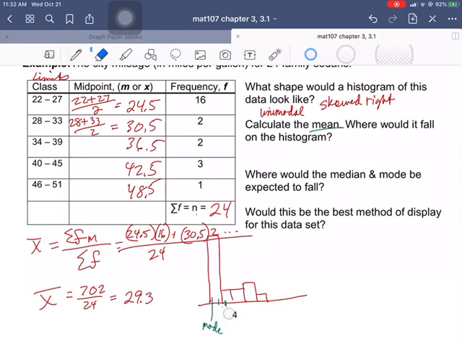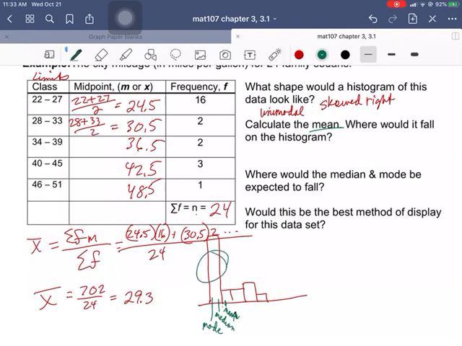That's a, yeah, you can't read that, sorry. I don't have a lot of room. That's the median. This is the mean, okay? Because it's a skewed right picture, okay?